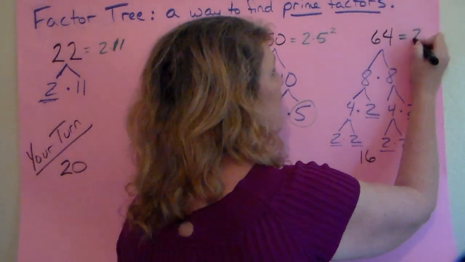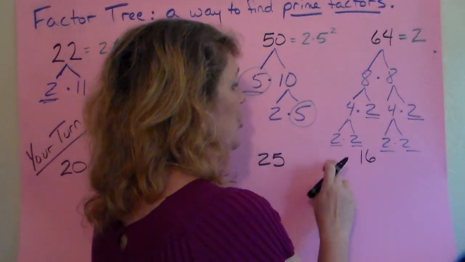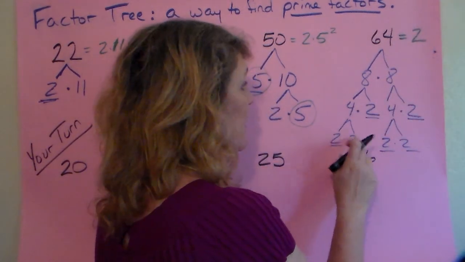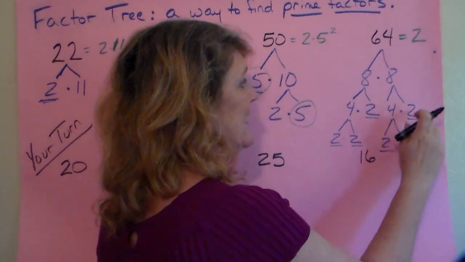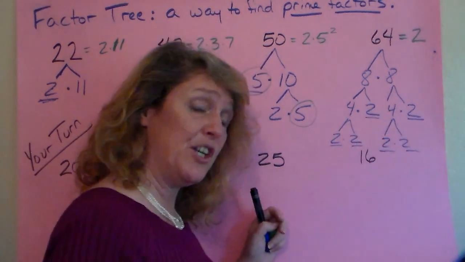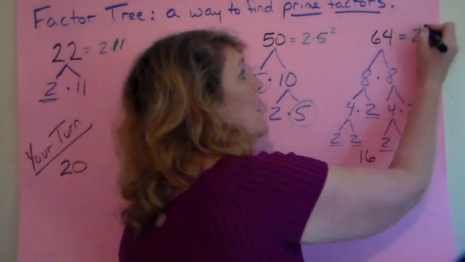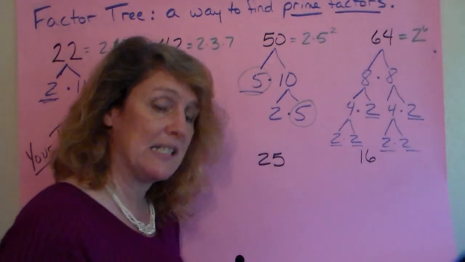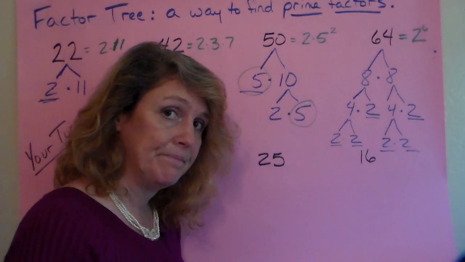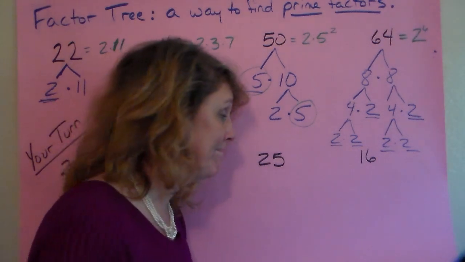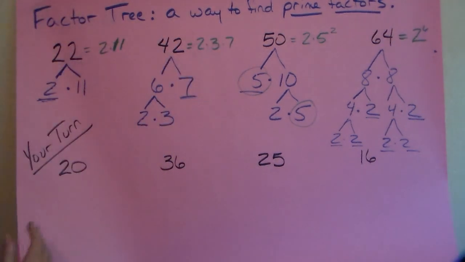Now, this might not be a big deal for a number like 50, but wow, does it help us with 64? Because 64, the prime factorization is 2. How many times? 1, 2, 3, 4, 5, 6. It takes 6 2's to get to 64. So our answer is 2 to the 6th power. You good with that?